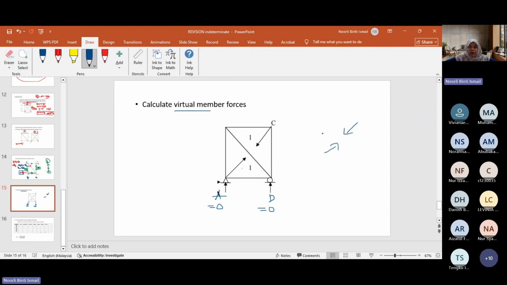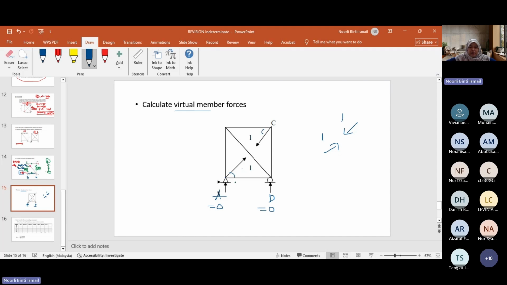Sini. Kan? 1, 1. Equal tak? Equal. Equal. So, VABD kosong lah. Okay. If you want to prove it, still can. So, dia macam ni. If you want to prove, first thing, the angles here.